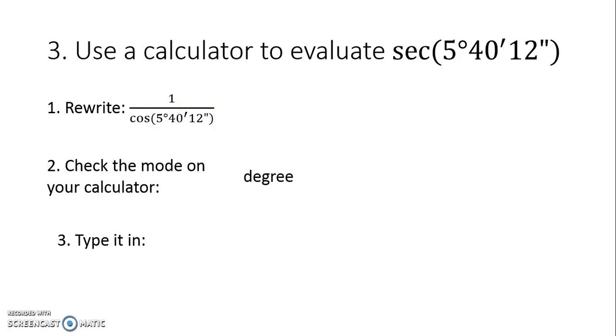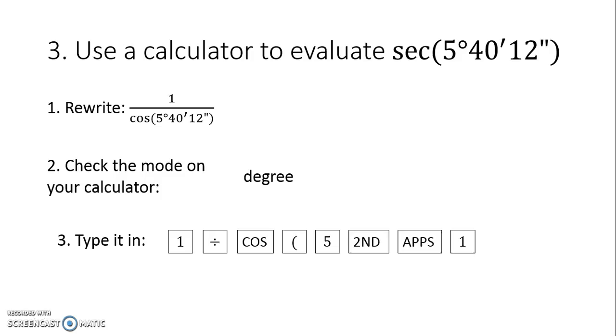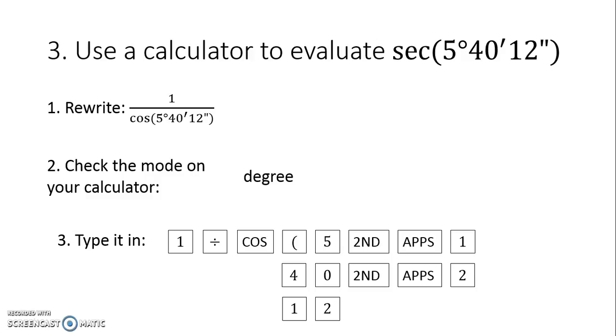From there, I'm going to type it in. So 1 divided by cosine. If my calculator doesn't open up the parentheses, I'll do it for it. For the 5 degrees, I can obviously type in 5. And then to get that degrees symbol, remember you have to go second, apps, and then option 1. And then for the 40 minutes, I can just type in 40, obviously. To get my minutes, it's second, apps, 2. For my seconds, I'm going to type in my 12.